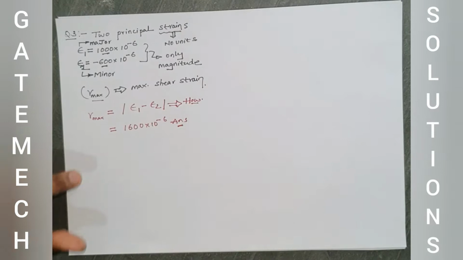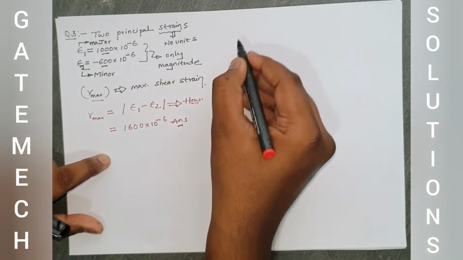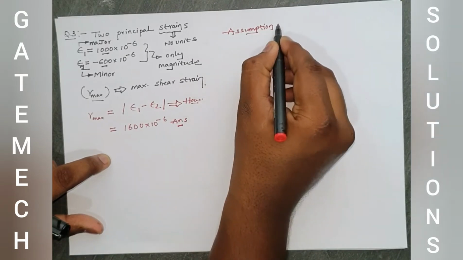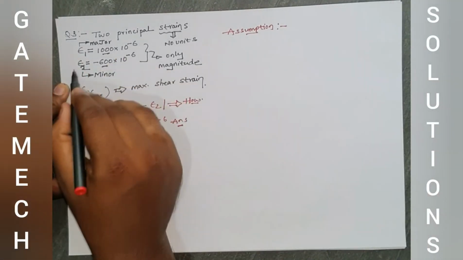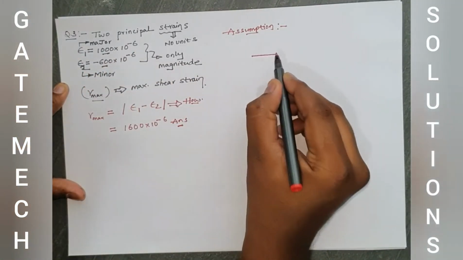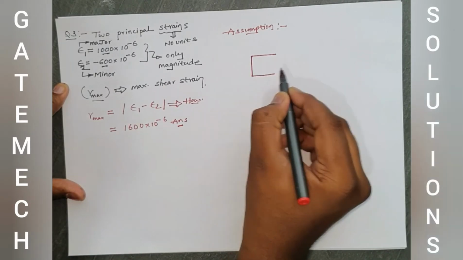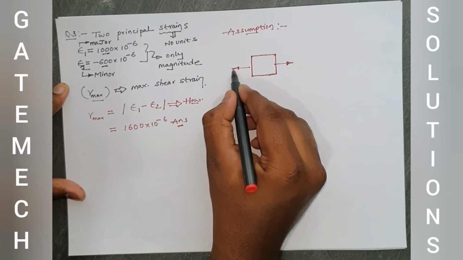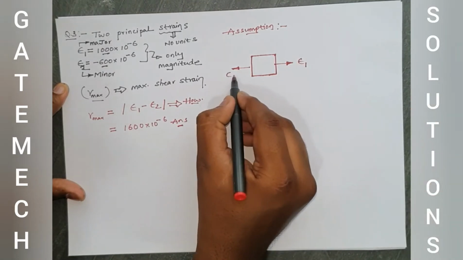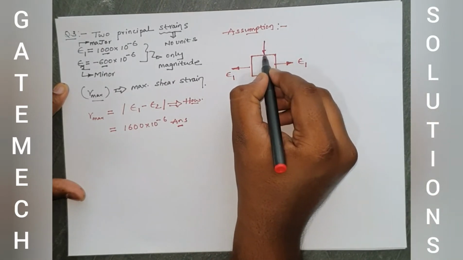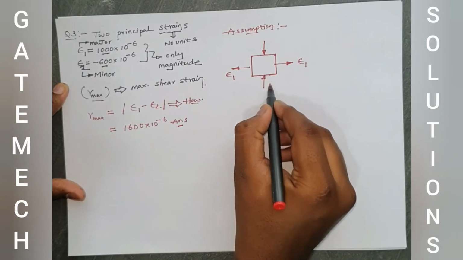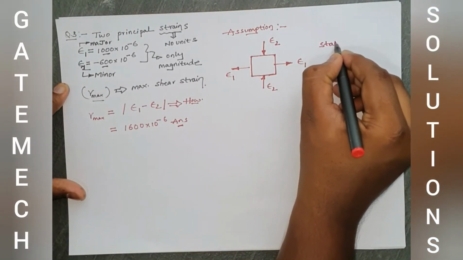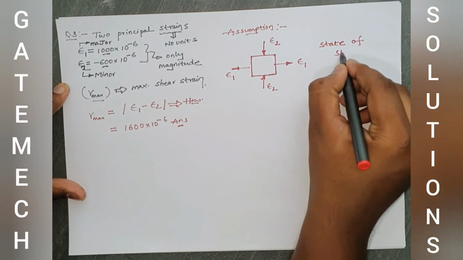But the point is how this formula came. I think I am going to prove it. So before going to this discussion, one assumption I am going to give. Assumption. For these two principal strains, if you draw the state of strain, this is epsilon 1 and this is epsilon 2, the state of strains we can call it as.